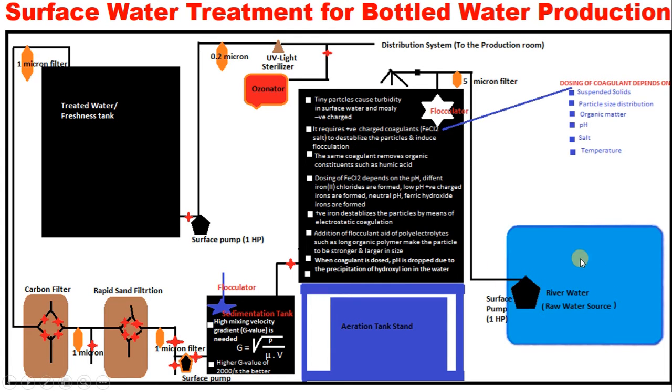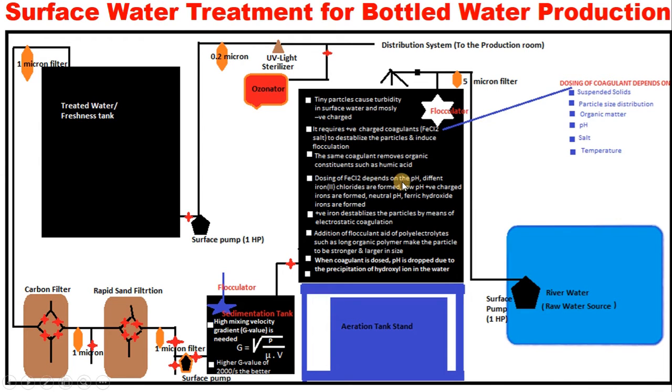Remember, in river water, it will be difficult for you to see the base. The reason is that tiny particles cause turbidity in surface water and are mostly negatively charged. So because they are negatively charged, it requires positively charged coagulants such as iron chloride salt or aluminum sulfate salt to destabilize the particles and induce flocculation. Once such is induced, the particles will start assembling. The same coagulant removes organic constituents such as humic acid from the same river water.